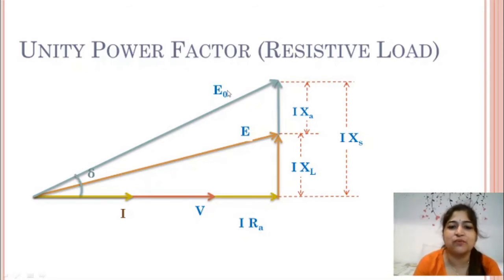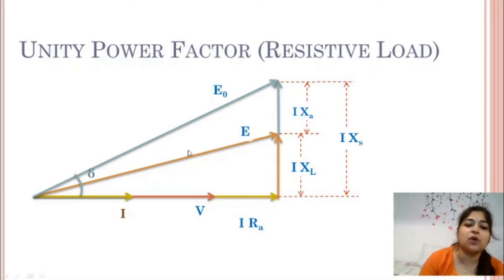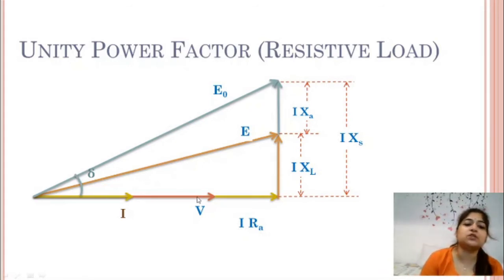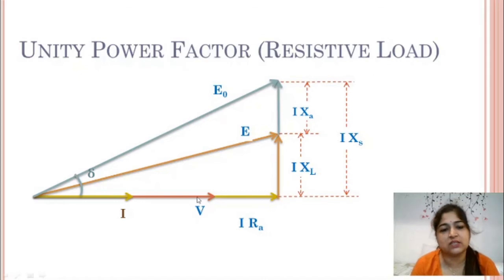Delta is the angle between V and E naught. Here, because this is resistive load, the angle between V and I will be 0, that is phi will be 0, and the angle between E naught and V will be equal to delta. Here psi will be equal to delta itself because phi is 0.